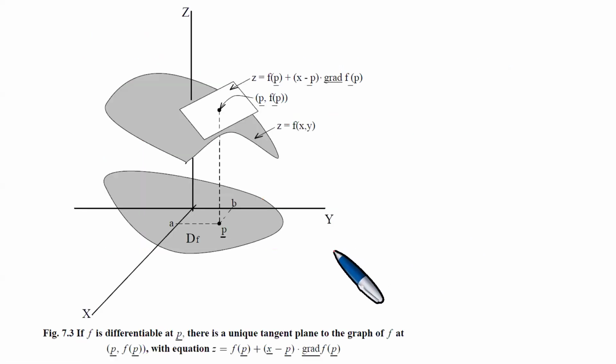I want us to discuss the fact that if you have a surface with equation z equals f of x and y, then the equation of the tangent plane is a plane that is tangent. A plane is a two-dimensional structure, like a piece of paper. So you have a piece of paper, A4 sized, whatever, attached to this particular structure. Now you have what you call a tangent plane, a plane that is touching the curve at most at one point. If f is differentiable at p, there is a unique tangent plane to the graph of f at (p, f(p)) with equation z equals f(p) plus (x minus p) dot the gradient of f at p. The point of contact of the tangent plane and the curve is (p, f(p)).